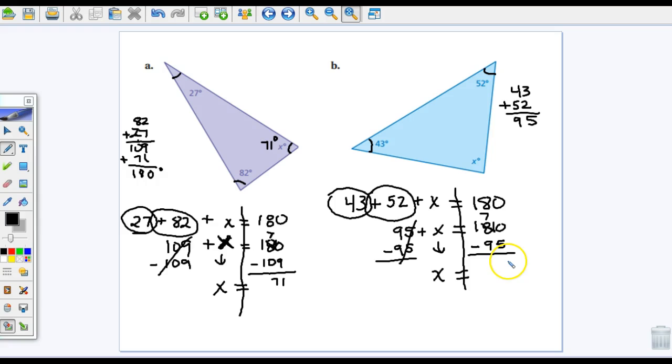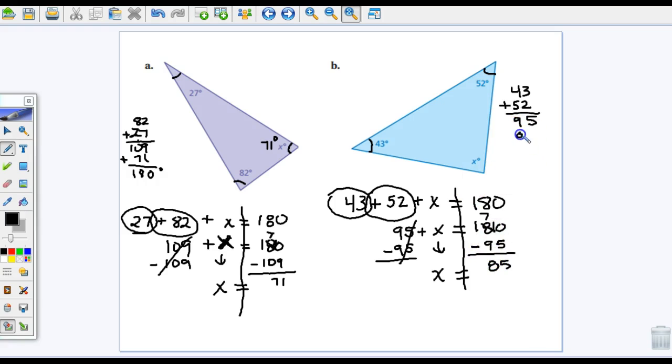10 minus 5 is 5. Oh, I cannot subtract 9 from 7, but I can borrow from here. This is 17 now. And that's going to give me a difference of 85. And let's check our work.